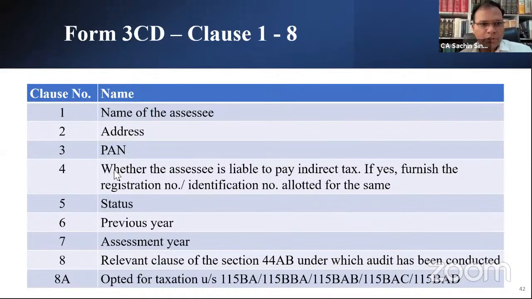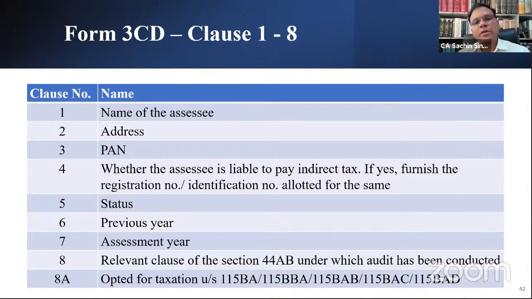So in this question number 4, they are asking whether the SSC is liable to pay indirect tax. If yes, furnish the details. Now there are two situations we can visualize. One, the SSC is not liable to pay indirect tax, but he is registered under the GST. Then what would be the situation? If the SSC is liable to pay indirect tax, but he is not registered under the GST, then what would be the situation?